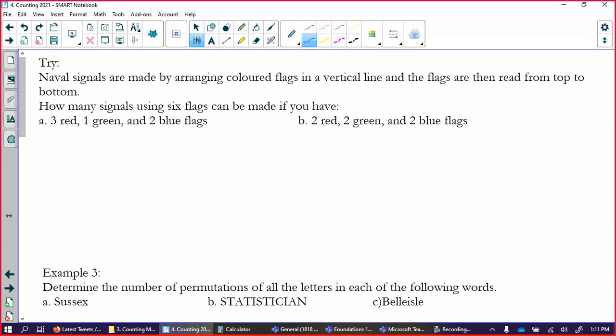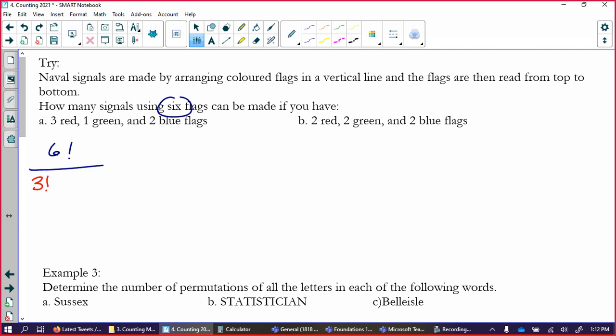So old-fashioned naval symbols, they draw up flags and they mean different letters and all that sort of stuff. So 6 flags. If we have 3 red, 1 green, and 2 blue, how many different possible orders can we have? Well, we still have 6 flags, so we're going to start with 6 factorial. But the red flags can be done, well, this is the same as the one we just did. 3 factorial for the red flags.